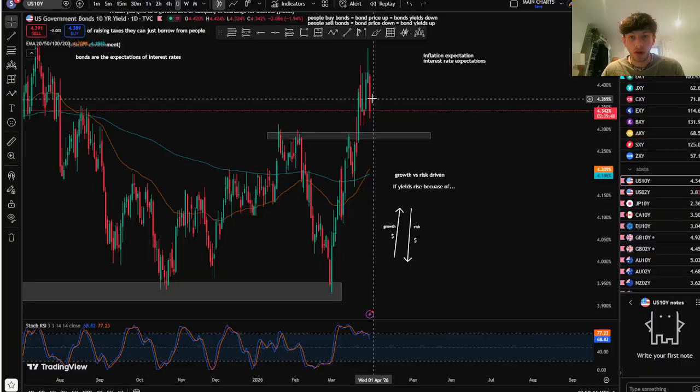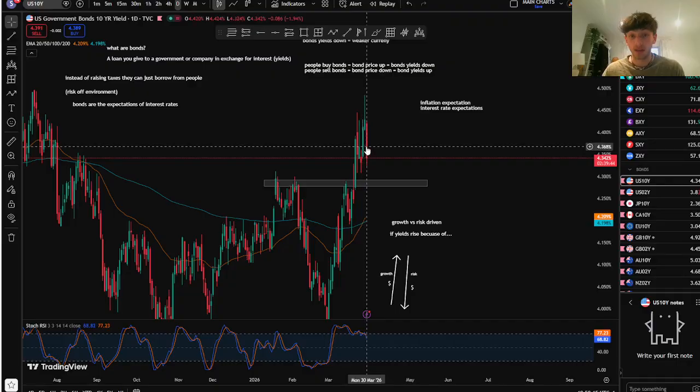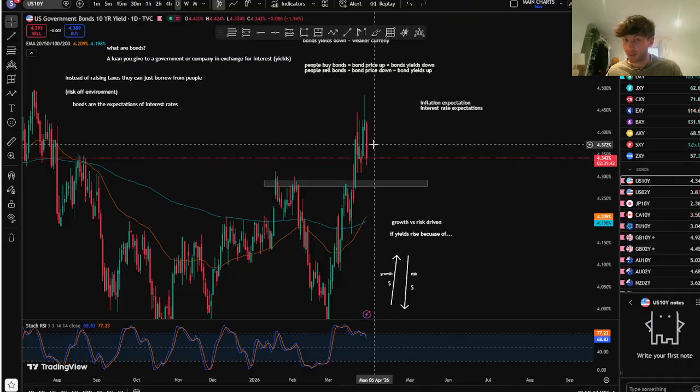But people are actually selling bonds, right? Because bond yields are going up, and they're putting it into the dollar, like I say. So these are the things you can start piecing together to understand and generate ideas as to why things are moving up and why things are moving down.